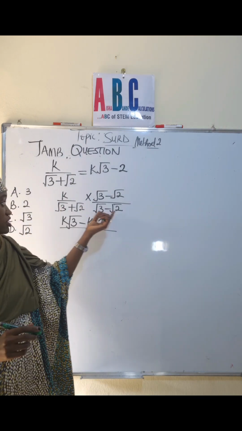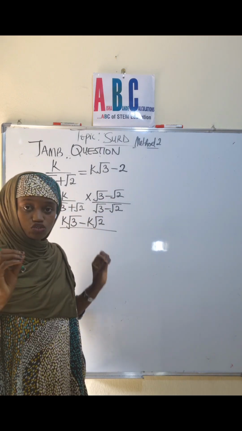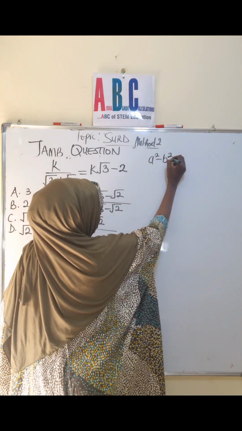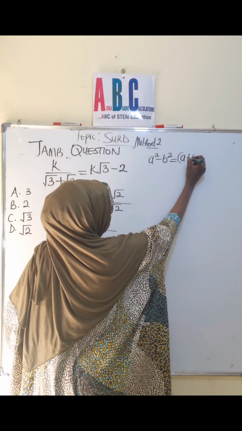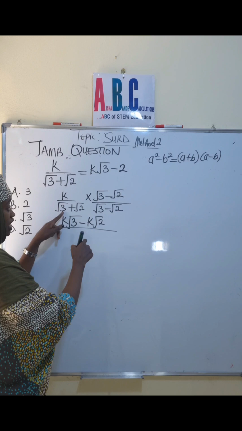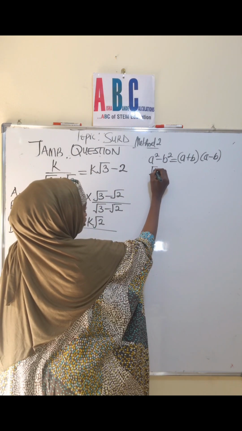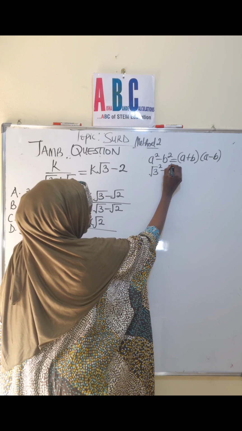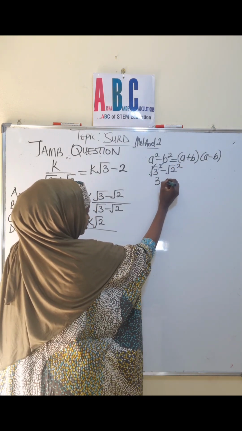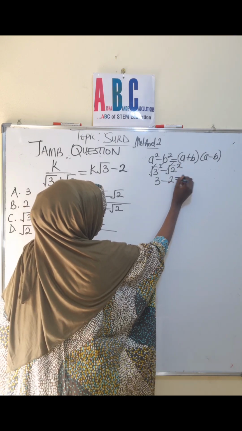Now if you look at the denominator, you don't need to start multiplying. This is a difference of two squares. If you have a square minus b square, this is the same thing as a plus b multiplied by a minus b. So in this case, the a is root 3, while the b is root 2. Now let's substitute. We have root 3 square minus root 2 square. So square roots cancel squares, we have 3 minus 2, which gives us 1.